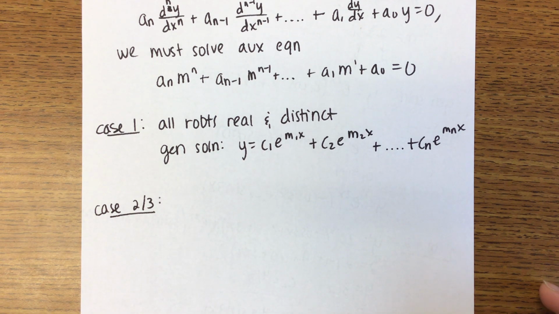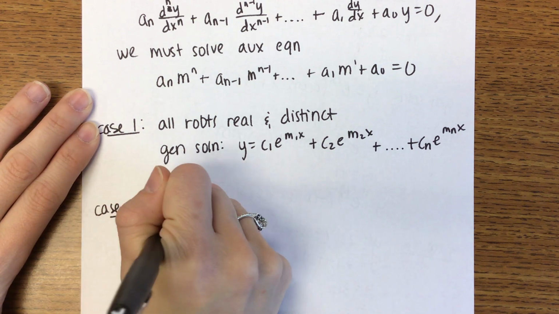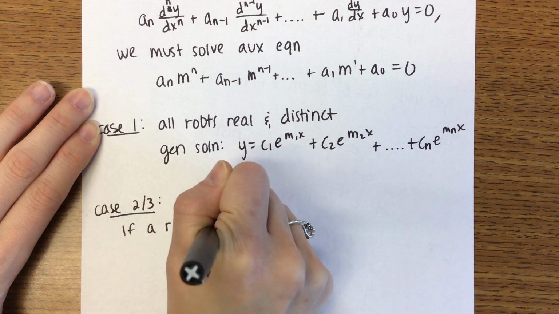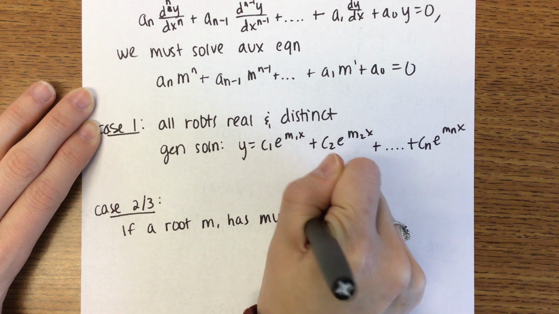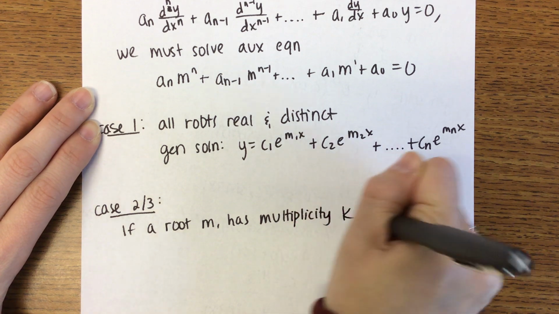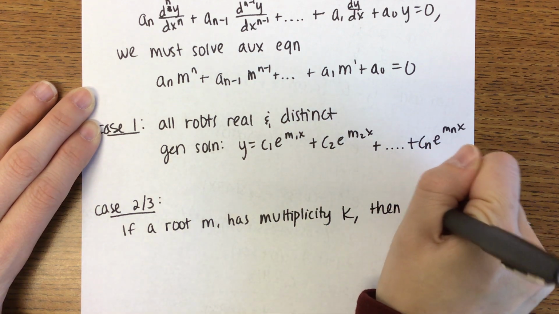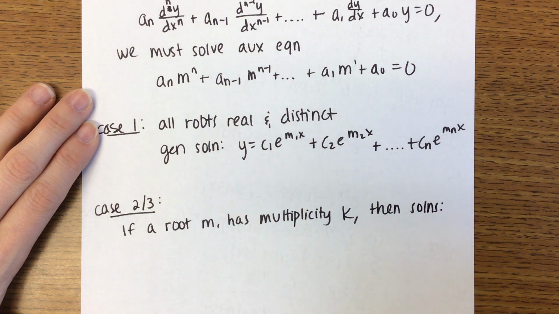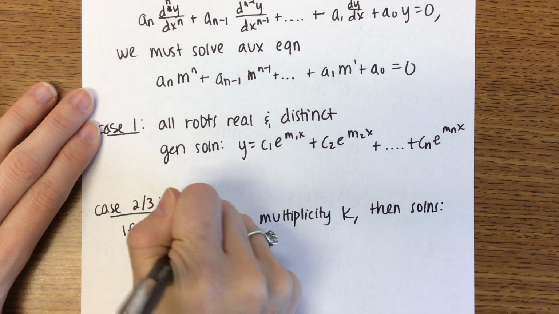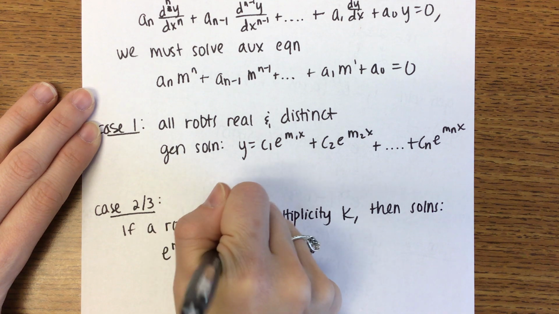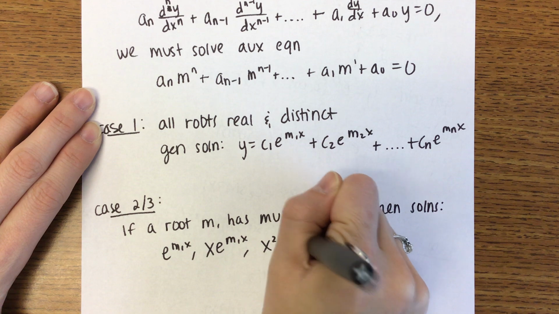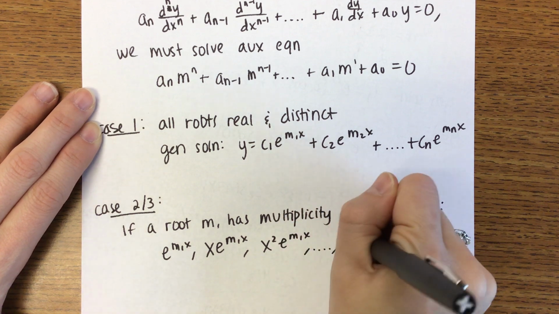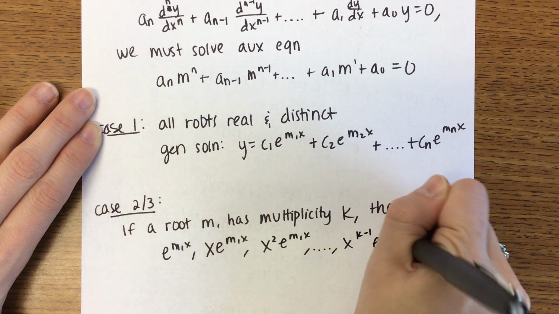Okay. Cases 2 and 3, I'm going to put together. If you have a root m1 that has multiplicity k, then your solutions are as follows. We have e to the m1x, x e to the m1x, x squared e to the m1x, all the way up to x to the k minus 1 e to the m1x.